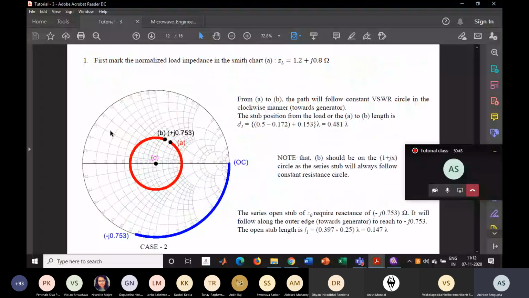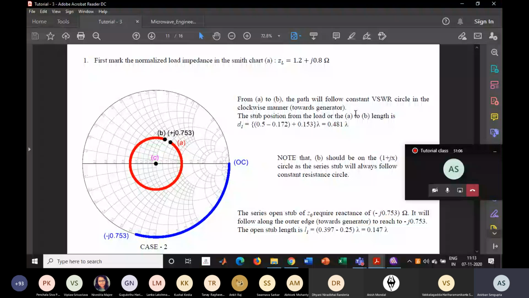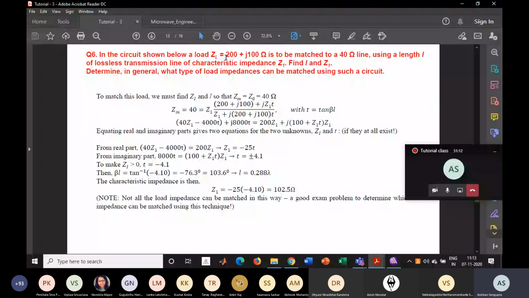Now going to the question again. In the circuit shown below, a load ZL equals 200 plus j100 ohm is to be matched to a 40 ohm line using a length L of lossless transmission line of characteristic impedance Z1. To find L and Z1, determine in general what type of load impedances can be matched using such a circuit. So the two things you have to find out are the length of the matching section and the characteristic impedance of that section.